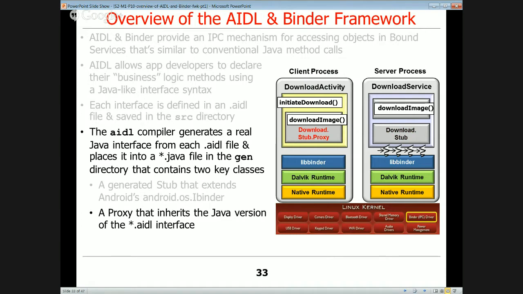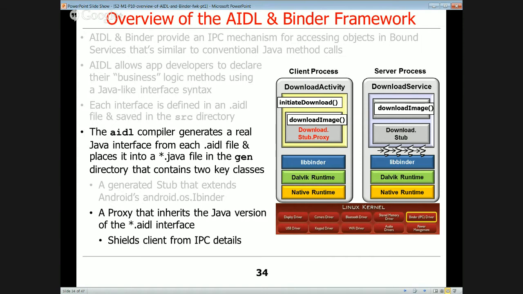And then there's also a proxy that inherits the Java version of the AIDL interface, and this is used to shield the clients from the inter-process communication details. So as a client, you simply call a method on the proxy, and that then works in conjunction with the binder to send the data over to the service side, where a stub is used to turn around and dispatch an upcall onto the implementation of the interface's methods. In this case, there's just one method, but there could be multiple methods.